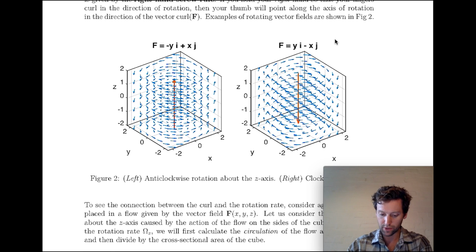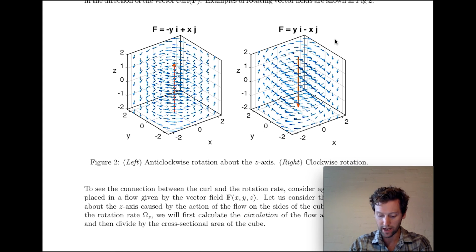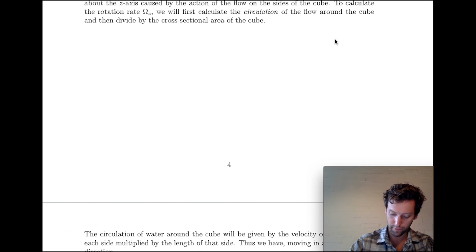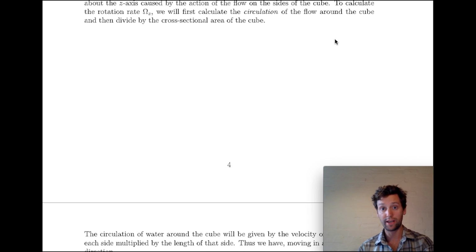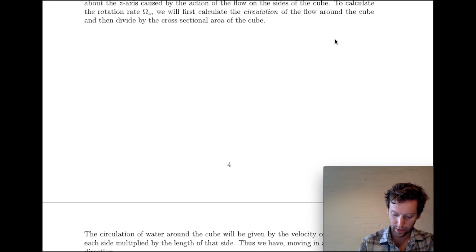So let's see if we can understand why the curl tells us about rotations. And the way that we're going to do this again is to use the idea of a little tiny cube placed in a flow and ask, is the flow causing the cube to rotate? And we're going to do that by looking at the action of the flow along the sides of the cube. In particular, we're going to calculate the rotation rate caused by the circulation of the flow around the cube. So let's draw a little picture of what I mean by that. I'm going to look at this from above. I'm going to look for rotation about the z-axis. So I'm looking from above at the xy plane. And so my little cube is going to be represented by a square from above.